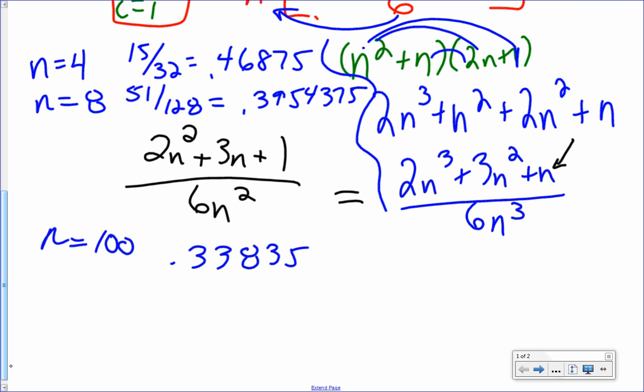You get 0.33835. Does anybody believe, based on, there's a lot of information on your sheet of paper right now, but based on that, does anybody believe they know the actual answer? What is the area underneath the curve of x squared to the x-axis from 0 to 1? Yes? 1/3. Do you have a basis for that answer, other than the fact that I said it's probably around 1/3 somewhere earlier?